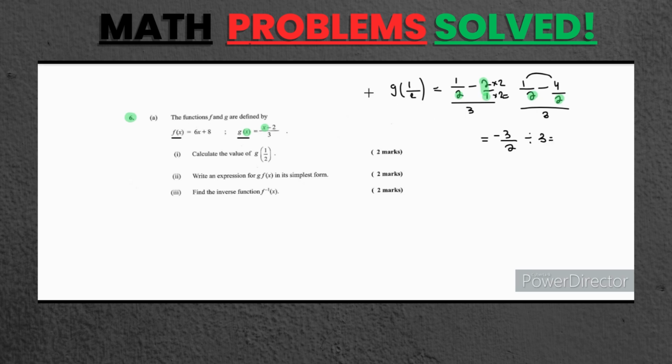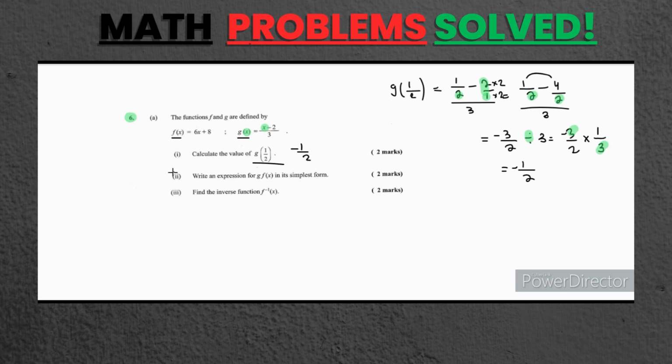Then what will you do? You will convert this division sign to multiplication. So it will become negative 3/2 times 1/3, right? Then this 3 and these 3 cancel out each other and you will get negative 1/2. So the value of g of half is negative 1/2. Then what will you do?